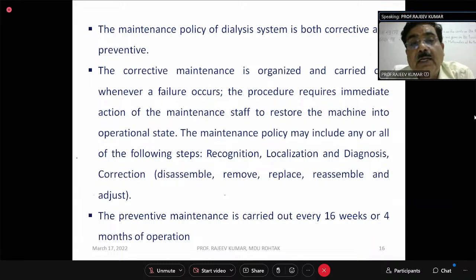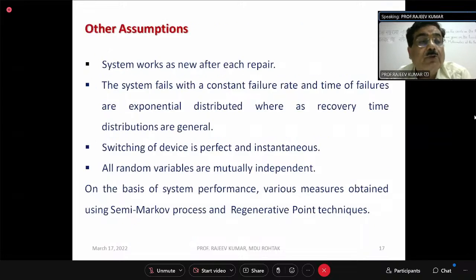The maintenance policy that the dialysis system follows is both corrective as well as preventive. Corrective maintenance is required when the system fails, and when it fails, then of course we have to maintain that system. That involves recognition, localization, diagnosis, correction. That is a process. And preventive maintenance is periodic. Every 16 weeks or 4-month operation, that dialysis machine goes under preventive maintenance. So both kinds of maintenance are possible. For having a mathematical model of this system, we have taken some other assumptions. The system works as new after each repair.